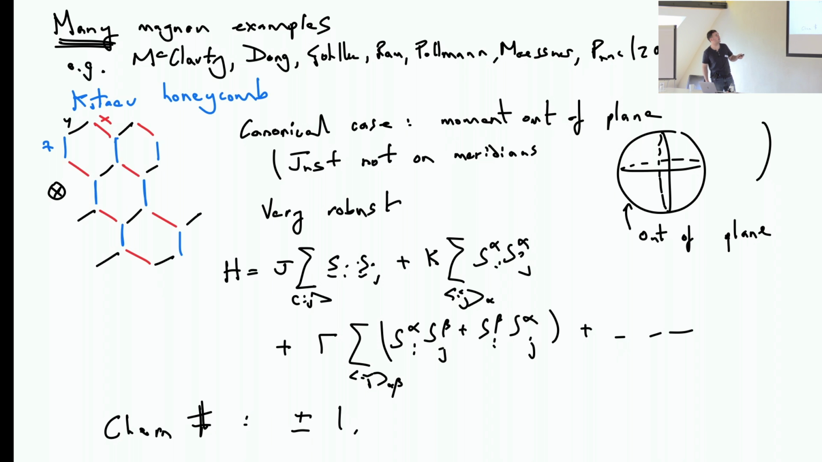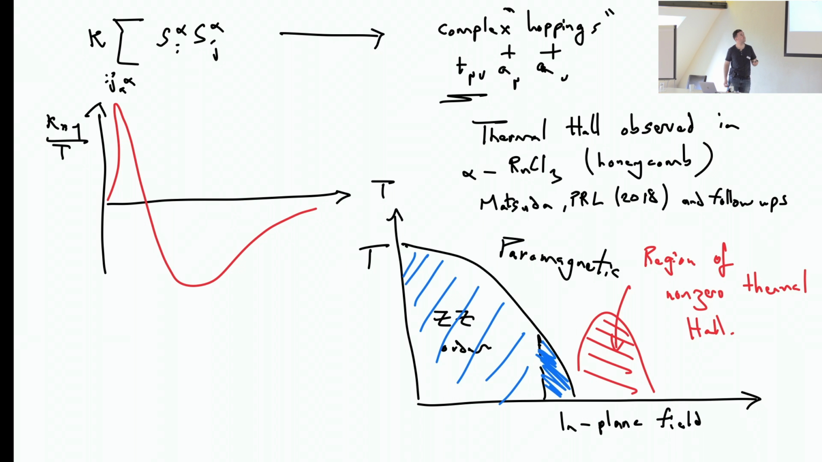So we have a polarized phase, and say we take the moment pointing out of the plane as shown here. So you have a pair of Chern bands with plus or minus 1, which leads to some kind of thermal Hall signature. Let me get a better view of this. So this is a calculation of kappa xy over T, and this is smoothly varying in temperature just because the Berry curvature is.